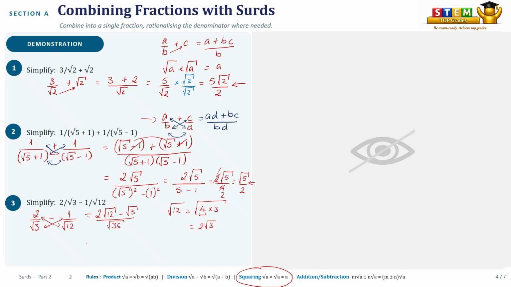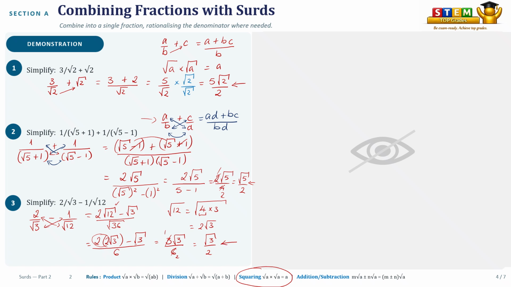So why do we have that? It is because over here I'm going to replace this by 2 root 3 minus root 3. Underneath you got square root of 36, which is 6. Now over here you got 2 times 2, which is 4, and that is a 1. 4 minus 1 is 3, so 3 root 3 over 6. And that can be further simplified as half of root 3 or root 3 over 2.